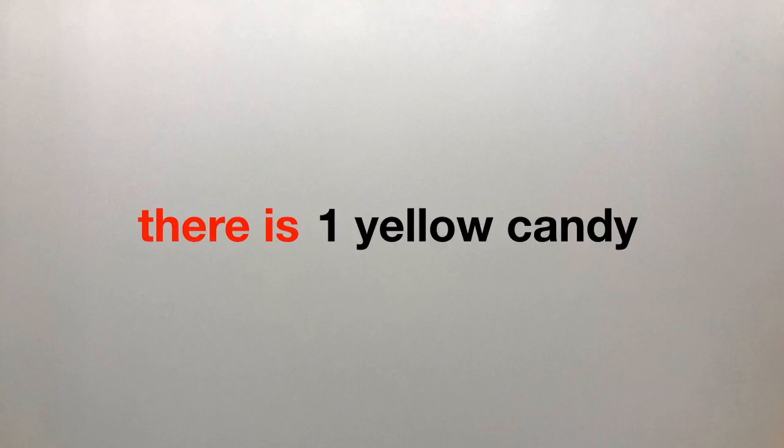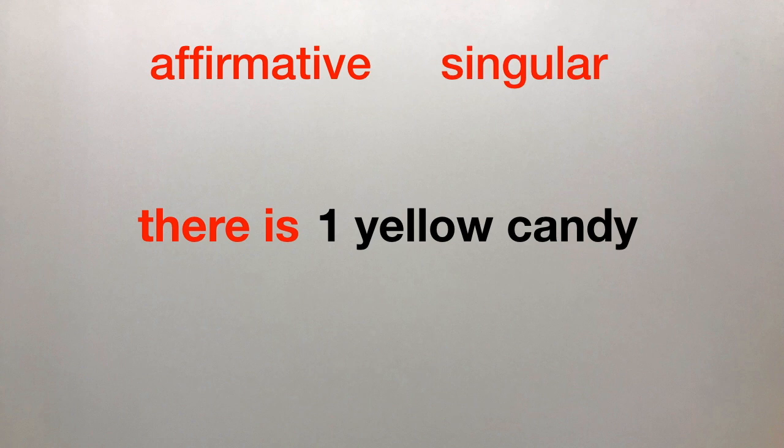Let's have a look at the first example. There is one yellow candy. How do you say that in Portuguese? Há doce amarelo. There is: affirmative and singular. There is one.